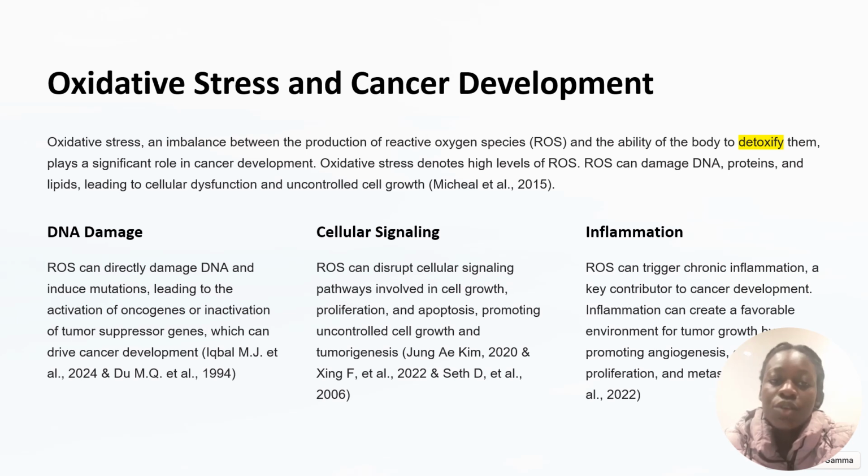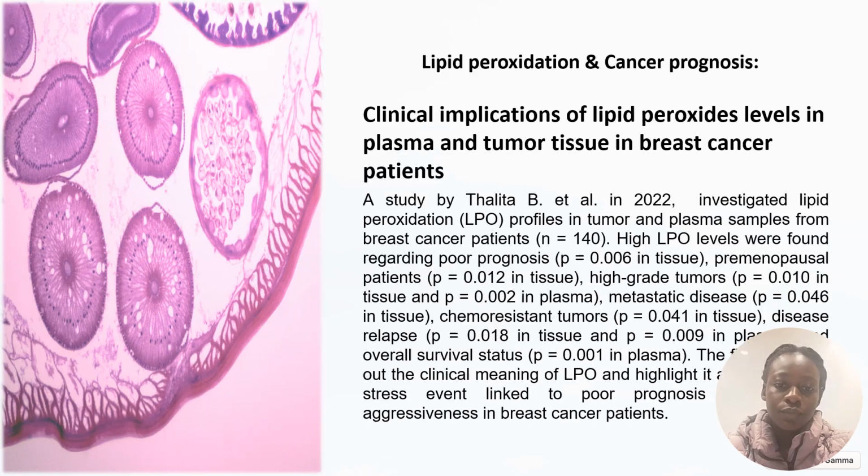Patients can fight cancer through lipid peroxidation by the reactive oxygen species to induce oxidative stress. Now I've talked about the reactive oxygen species and how they promote or induce cancer development. Now, I'd also like to bring to you another theory that lipid peroxidation can also be related to cancer prognosis.